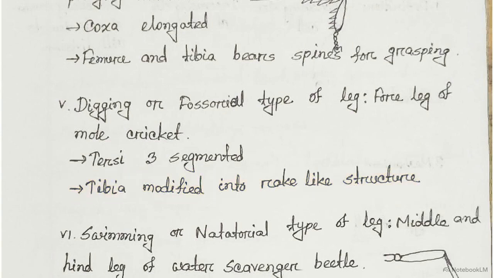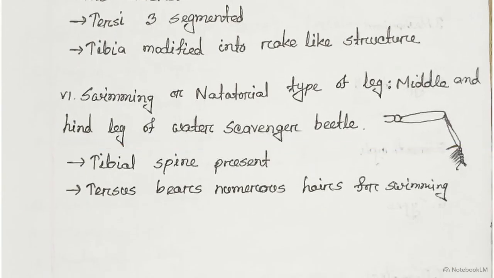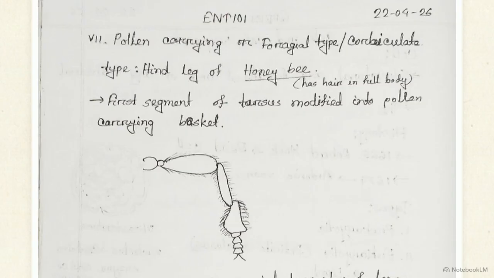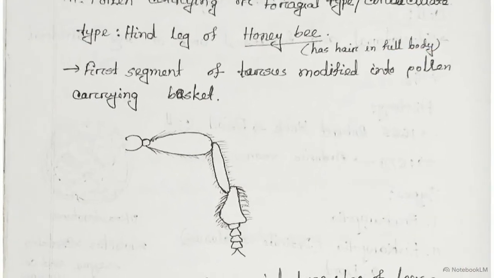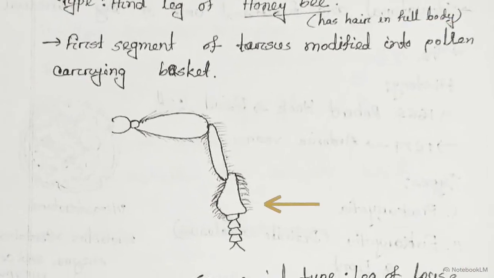In aquatic environments, water scavenger beetles use a natatorial, or swimming leg. The tarsus is heavily modified, bearing numerous fine hairs that act like the blade of an oar. Moving to page 4, we find the foraging leg of the honeybee. Here, the first segment of the tarsus expands to form a specialized pollen-carrying basket.